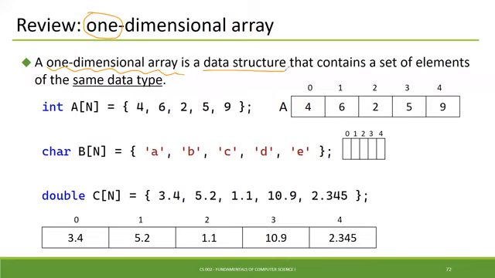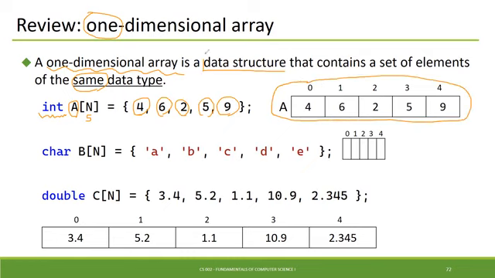It contains a set of elements of the same data type. You should specify which data type will be saved in the array. So A has all integers. For example, if n is 5, then I'm going to have 5 integers. Then inside the memory, you will have this structure. This is a very simple data structure.